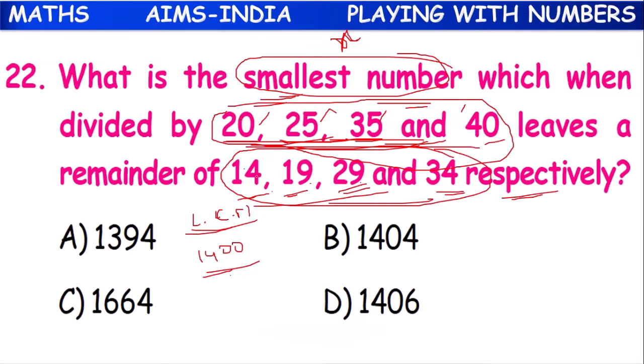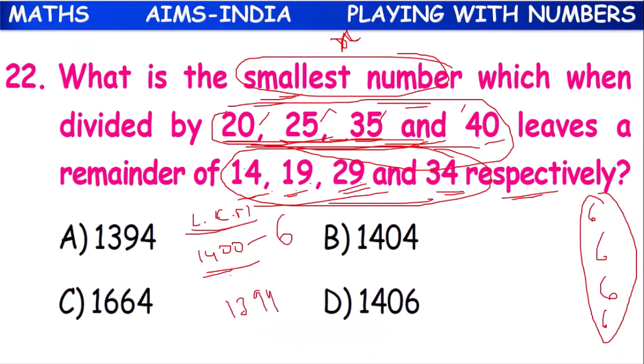So 20 minus 14, what is the difference? 6. 25 minus 19, what is the difference? 6. 35 minus 29, what is the difference? 6. 40 minus 34, what is the difference? 6. So this difference we have to subtract from 1400. So it will be 1394.